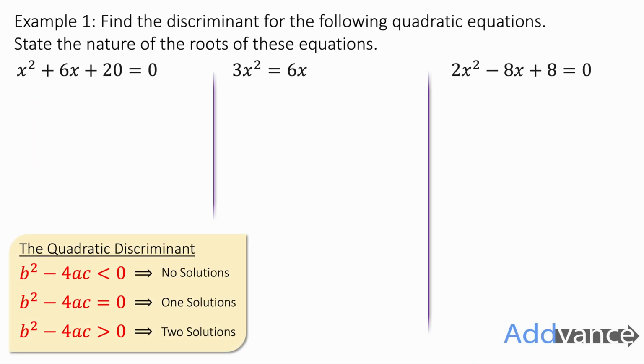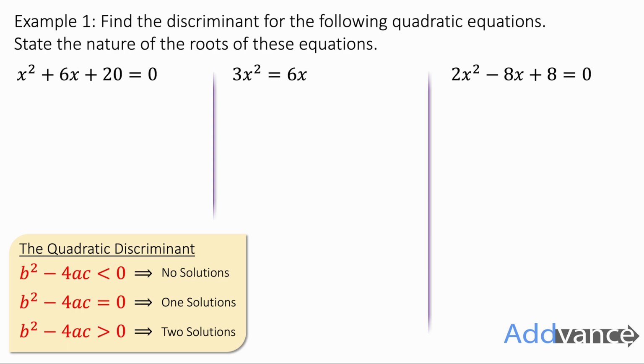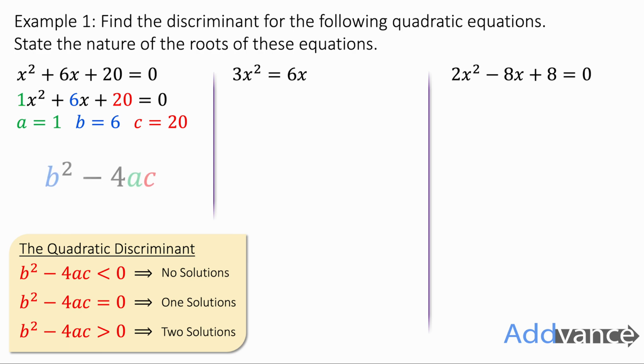Let's see this in action. Find the discriminant for the following quadratic equations and state the nature of the roots of these equations. The first one, x squared plus 6x plus 20 equals 0. We've got 1x squared plus 6x plus 20. A is 1, b is 6, and c is 20. We're going to substitute this into the discriminant, like this.